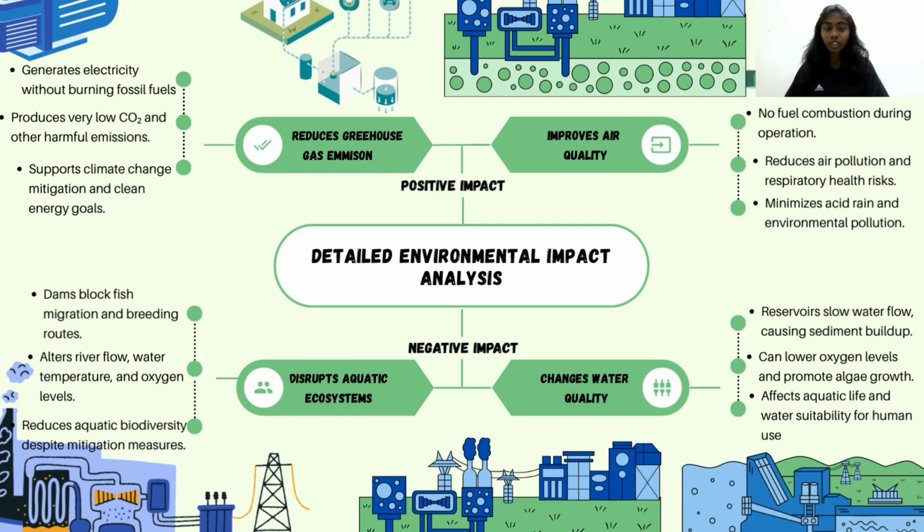Next we're going to look into the negative impacts. One major issue is the disruption of aquatic ecosystems. The construction of dams blocks fish migration and breeding routes, changes the natural free river flow, and affects water temperature and oxygen levels. These changes can reduce aquatic biodiversity even when mitigation measures are implemented.